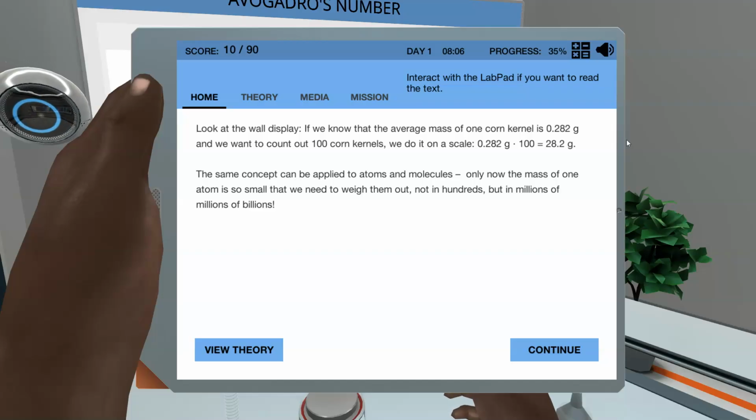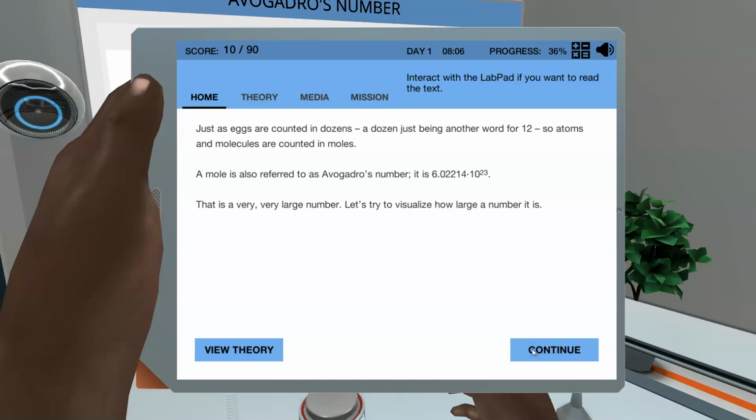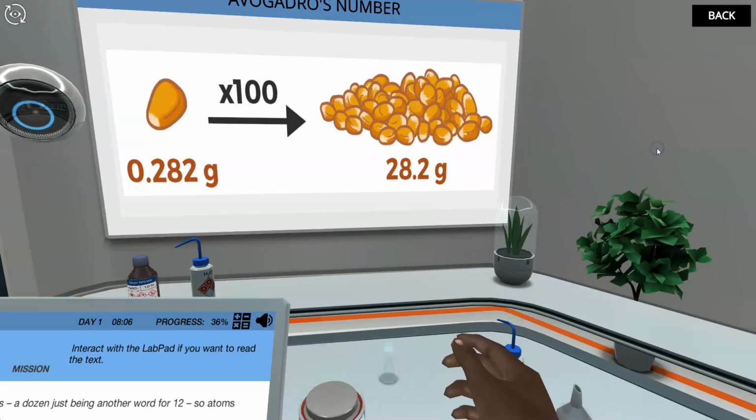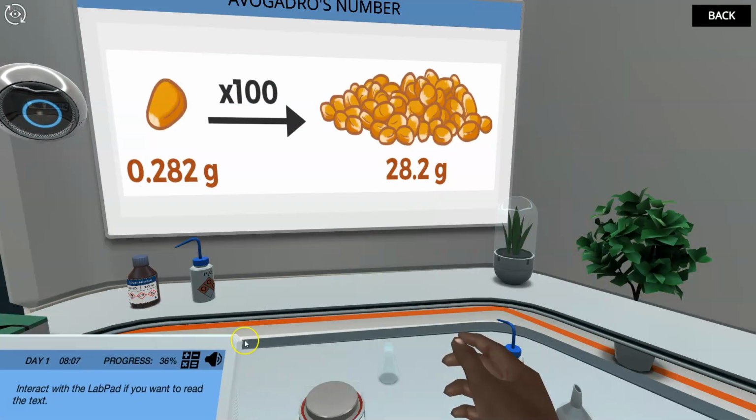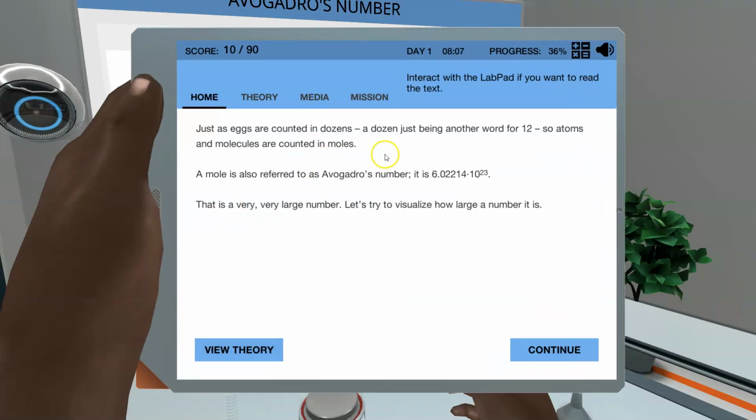The same concept can be applied to atoms and molecules, only now the mass of one atom is so small that we need to weigh them out, not in hundreds, but in millions of billions. Just as eggs are counted in dozens. A dozen just being another word for 12. So atoms and molecules are counted in moles. A mole is also referred to as Avogadro's number. It is 6.02214 times 10 to the 23rd. That is a very, very large number.